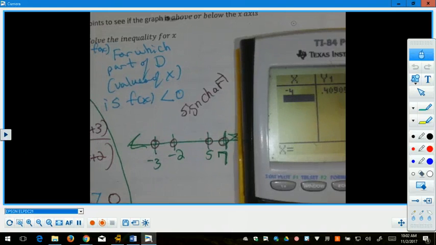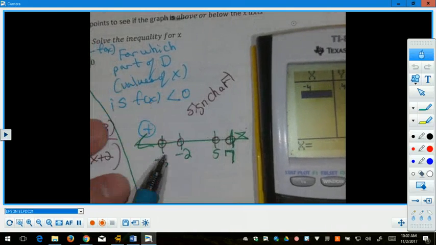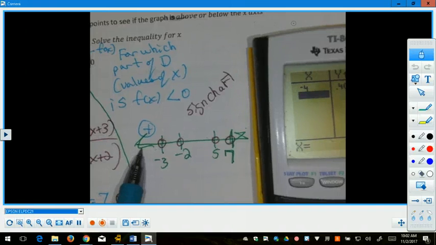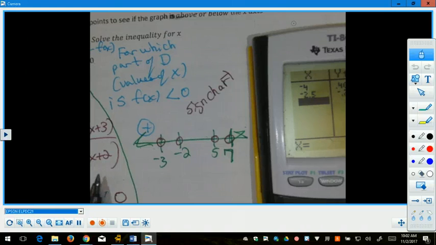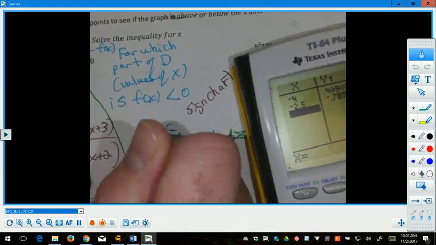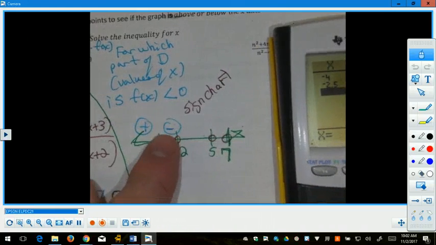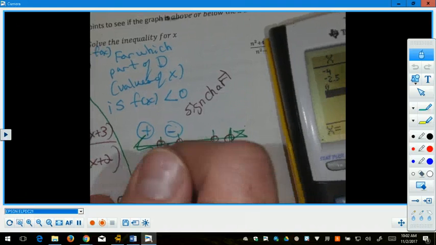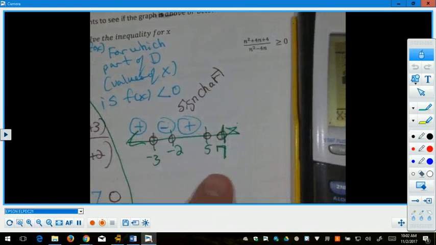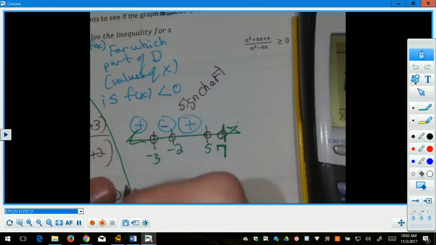So on my sign chart, I put a positive so that I know that to the left of that 0, the graph is above the x-axis. Between negative 3 and negative 2, I'll do negative 2.5. You can do any decimal value between. That is negative. So that means that on the graph, that section is below the x-axis. Between negative 2 and 5, I'll pick 0. That's positive. And between 5 and 7, I'll pick 6. That's negative.